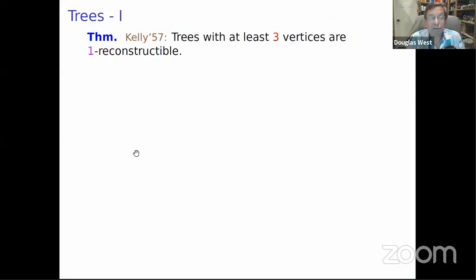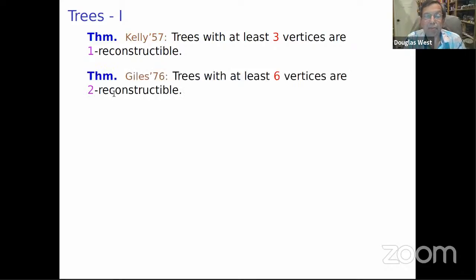So what about trees? Yeah, so I'm going a lot more slowly than I planned, but that's okay. Kelly proved that trees with at least three vertices are reconstructible. The original result again about ordinary reconstruction. So what do we know about larger L? Well, Giles proved that trees with at least six vertices are two reconstructible.